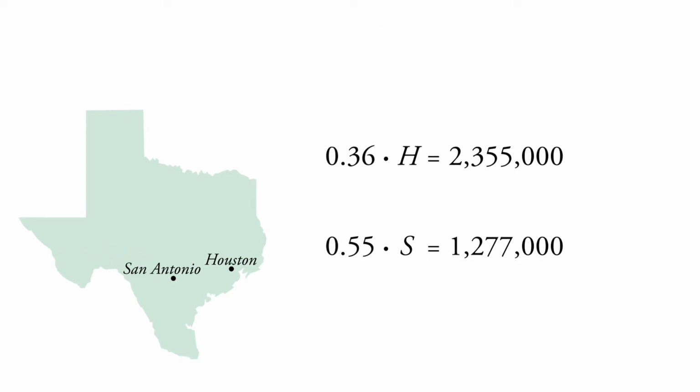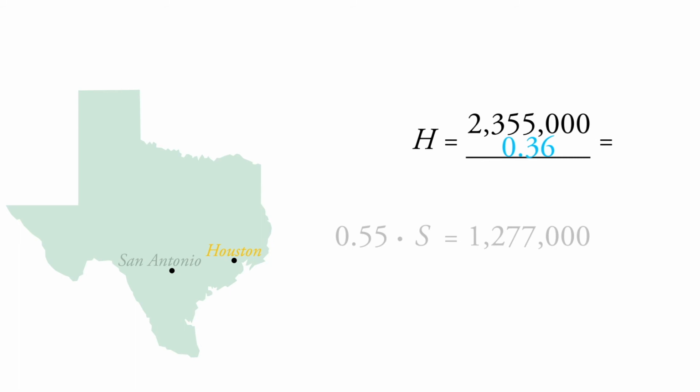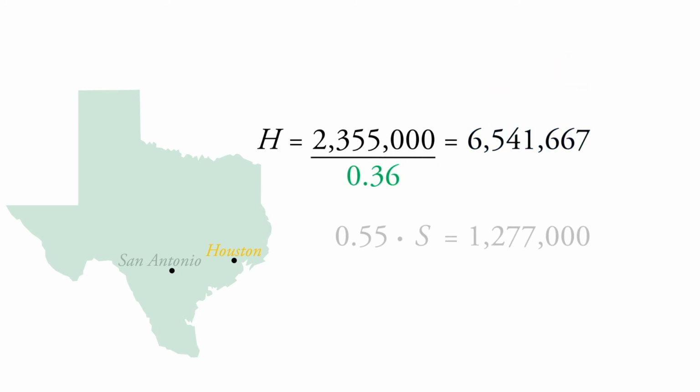So we can look at this one, and we can divide both sides by 0.36, and we get a total population rounded for Houston equal to 6,541,667 people. Now, as always, don't just take that as a number.